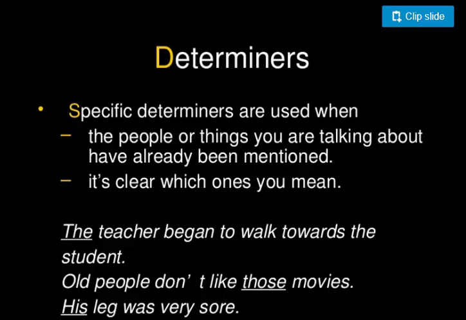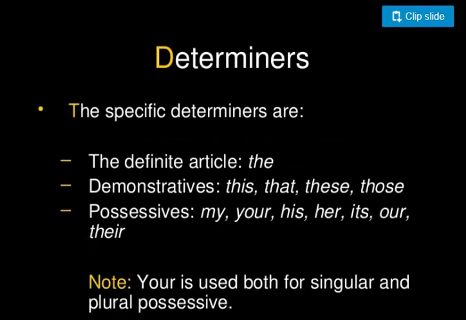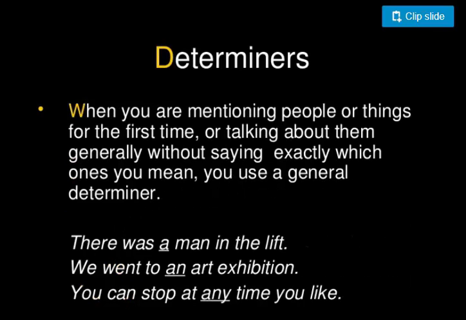So determinants किसी भी shape में आ सकते हैं. As an article भी use हो सकते हैं like the teacher, as a demonstrative भी use हो सकते हैं like those movies, and as a pronoun भी use हो सकते हैं जैसे his leg. Okay? And the specific determinants are the definite articles. Yes, we have discussed it.